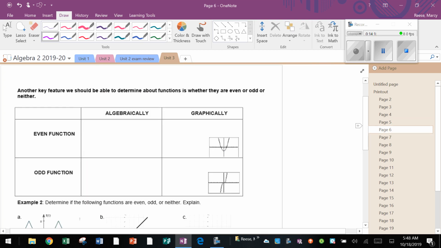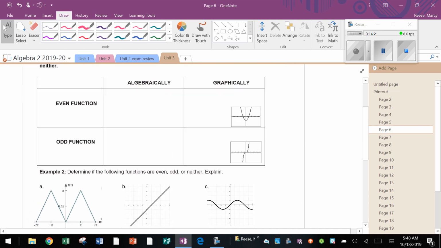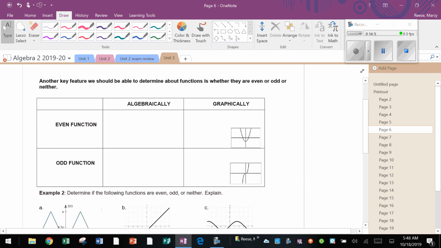Okay, next part. This is the part that I told you guys yesterday was going to be brand new. So we're going to do this page, and then I'm going to let you do that back page, the third page of your notes, by yourself for a little quick review. Okay, so another key feature for functions is whether or not the function is either even, odd, or neither.